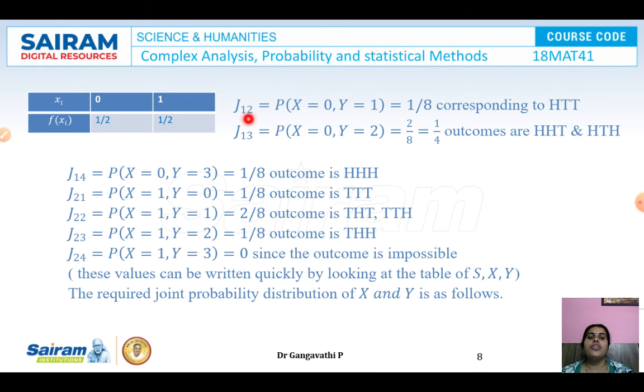Similarly, J12 will be P of x is equal to x1 and y is equal to the second value. So the x1 value is 0 and the y2 value is 1.